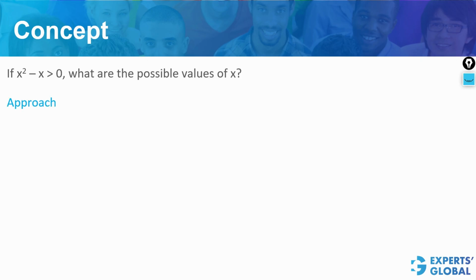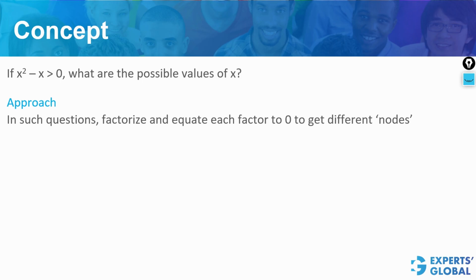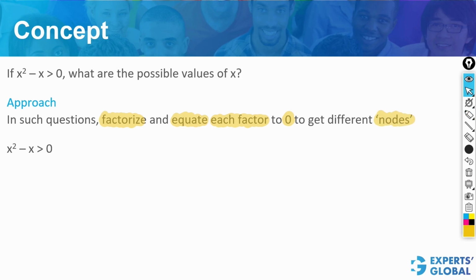The correct approach for solving such inequations is to factorize and then equate each factor to 0 to get different nodes. Let me explain what I mean here. This is the given inequation. This can be expressed this way. This is the factorized format.